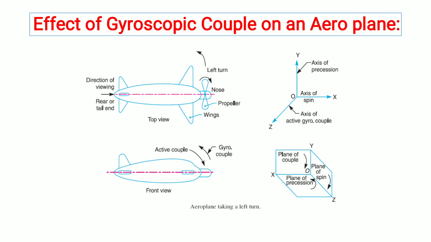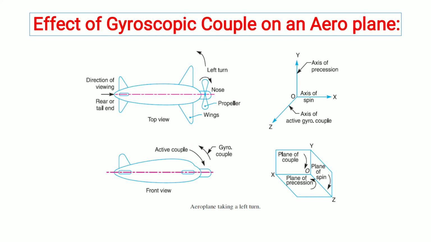Now let us see the effect of gyroscopic couple on an aeroplane. This is a simple aeroplane, and this is the rotor of the aeroplane. This is the nose end, and we always consider this the tail end. When we see from the tail end, the rotor is rotating in the clockwise direction. This is a top view and this is a front view.